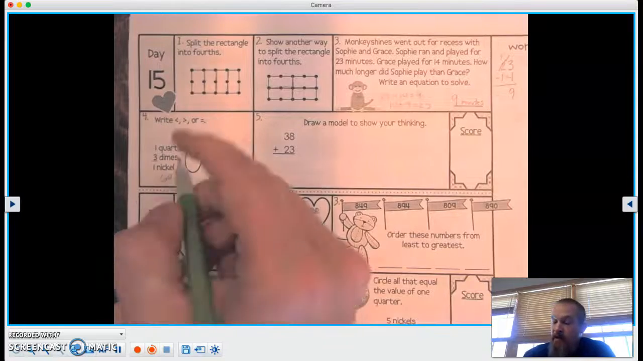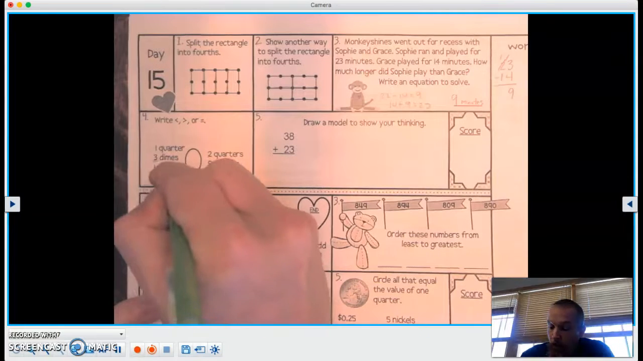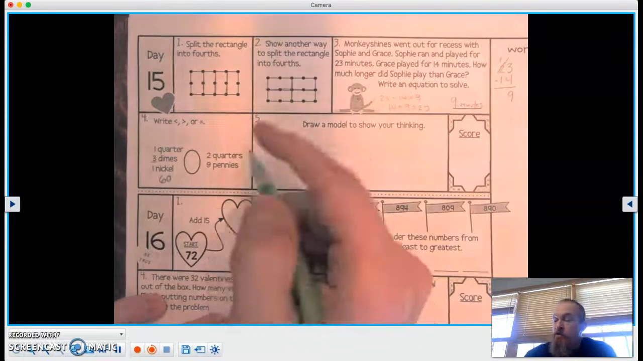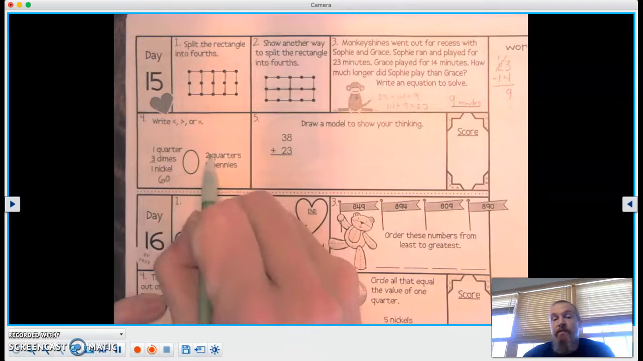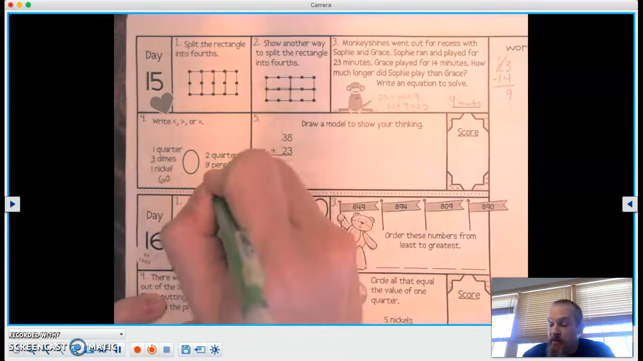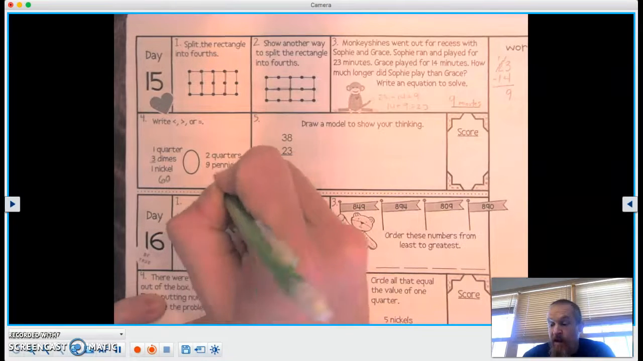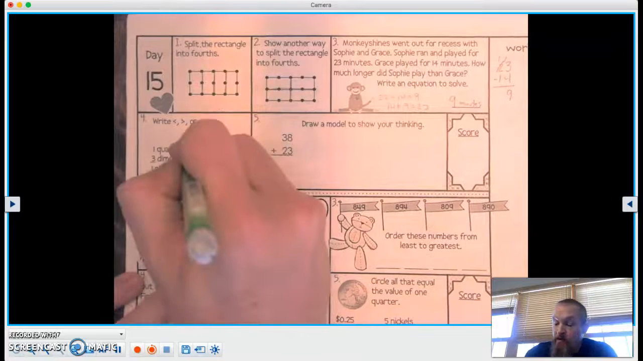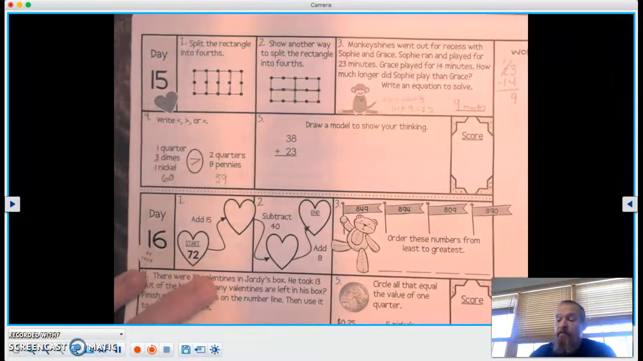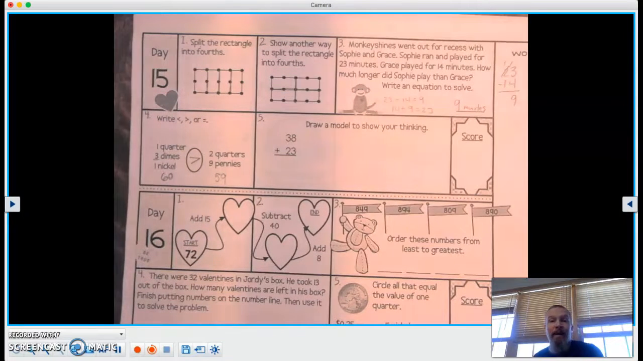Okay, so we have 60. There we go, 60. 2 quarters and 9 pennies. Well, 2 quarters is 50 cents, and 9 pennies would be 59 cents. Okay, so this is greater than 2 quarters and 9 pennies by 1 penny.